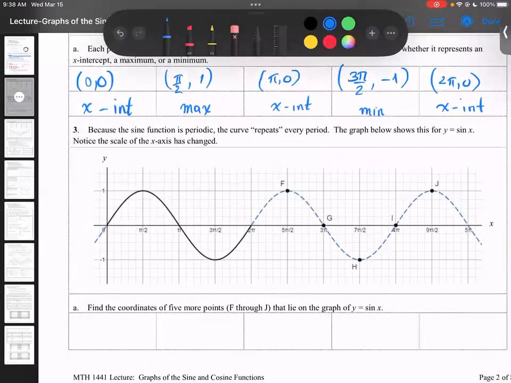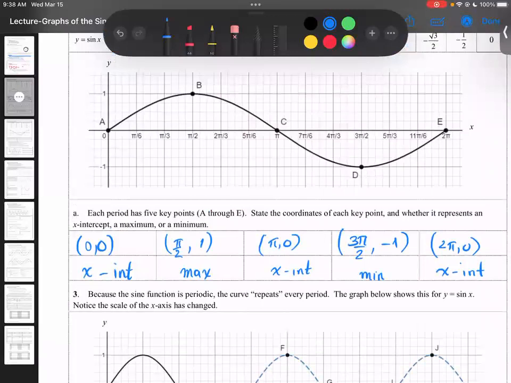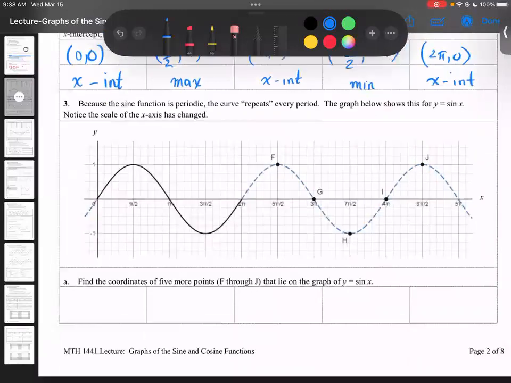Now, that is just one period. So what you look at there is just one period, which is 2 pi. Remember when we talk about sine, cosine, it's 2 pi. What if I extended the graph furthermore? What if I keep going?